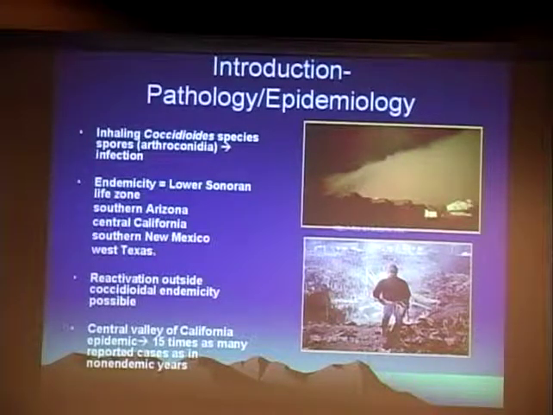Now, the areas of endemicity are the lower Sonoran life zones, Southern California, Central California, Southern New Mexico, and West Texas, and you do need to be aware of the fact that there could be reactivation outside the areas of endemicity. There are epidemics periodically, the most recent in 1990 to 94 in the San Joaquin area. In Bakersfield, there were approximately 1,700 new cases in 1992 alone. And it's thought that a previous heavy rain in the spring of 1991 was the actual cause of this.